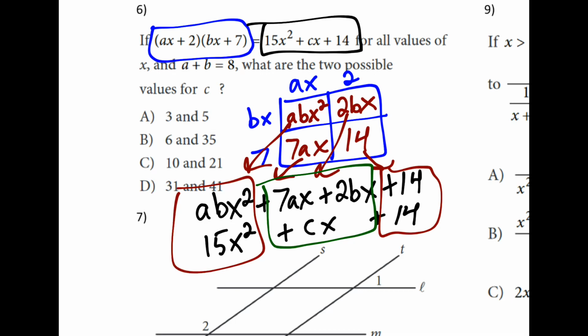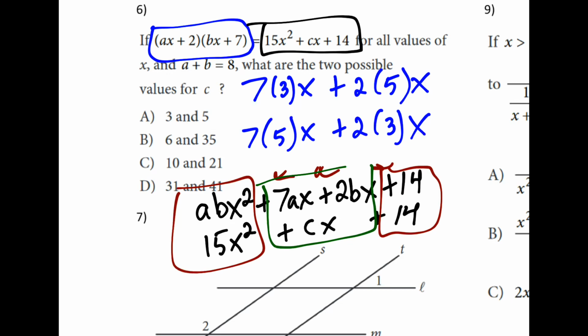Well, there's only so many possible values for a and b that when you multiply these two numbers, you get 15. Outside of 15 and 1, 5 and 3 jump to mind, especially since up here it says a plus b has to equal 8. So that tells me that a and b are going to be 3 and 5, which is tempting to choose as an answer right away. But they want to know what are possible values for c. And I know that a and b, one of them is 3 and one of them is 5.